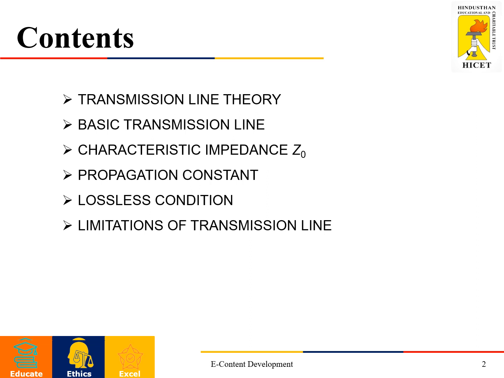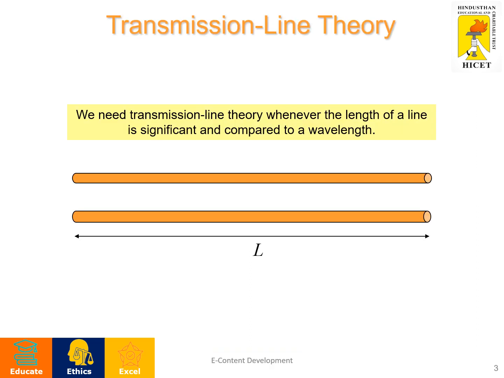Outline. The outlines are transmission line theory, basic transmission line, characteristic impedance, propagation constant, lossless condition, followed by limitation of transmission line. The transmission line theory. First of all, what is the need? Whenever the length of the line is significant when compared to its wavelength.